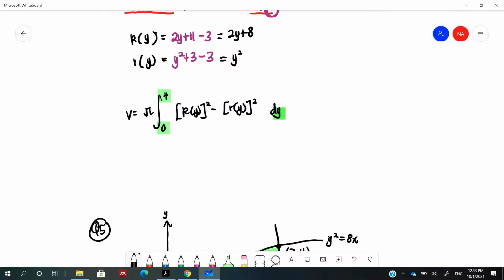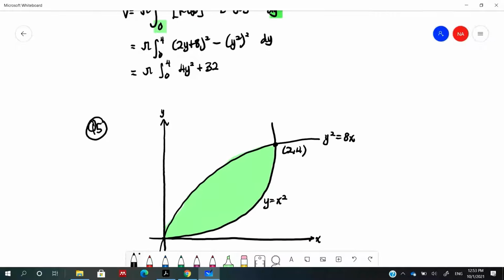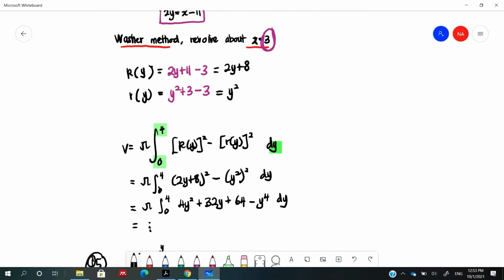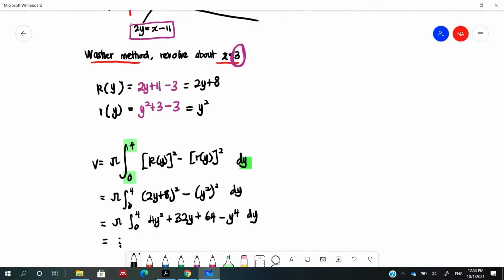Now we already have R and r, so we just insert them into this formula. That one should be (2y plus 8) squared minus y squared dy. So now we have pi integrate from 0 until 4. That one should be 4y squared, then 4 multiplied by 8, I guess 32, 32y, and plus 64, minus y to the power of 4 dy. And we should find the value of this integration. I'm not going to show everything here. So that's how you do the washer method for this one.